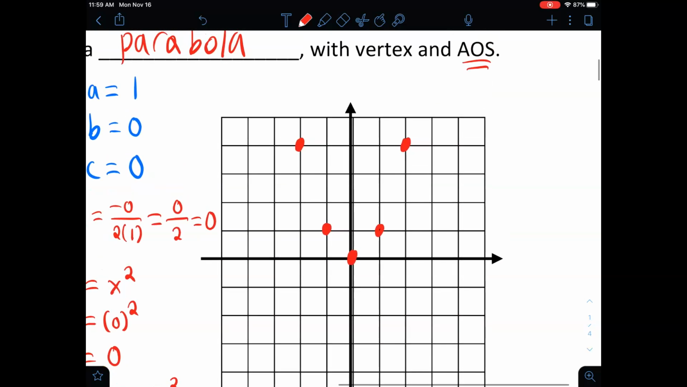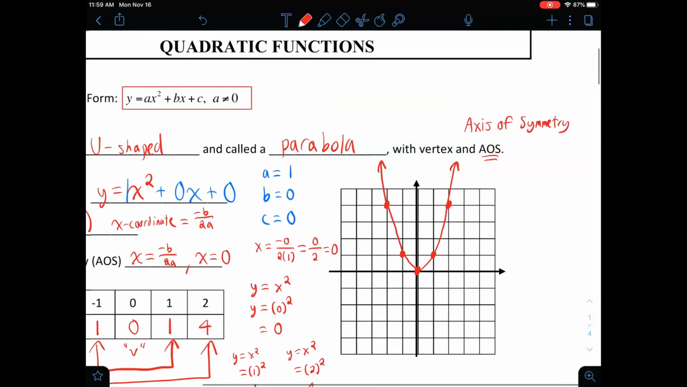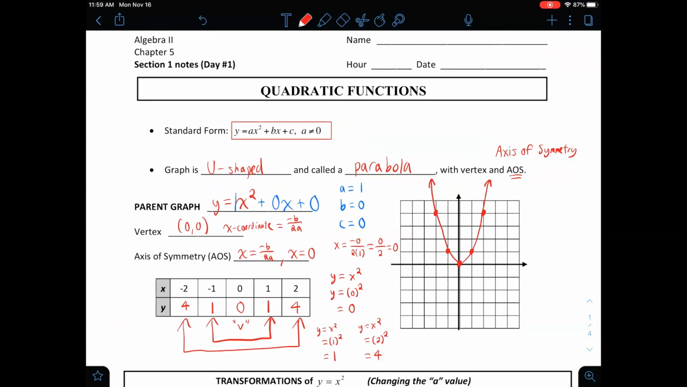And you can see we have this nice U shape. We're going to connect it like this. It's not going to be perfect on my graph, but it's going to make a nice upwards looking U. That's the parent graph, the graph that all other quadratic equations are taken from. This is the starting point, okay?